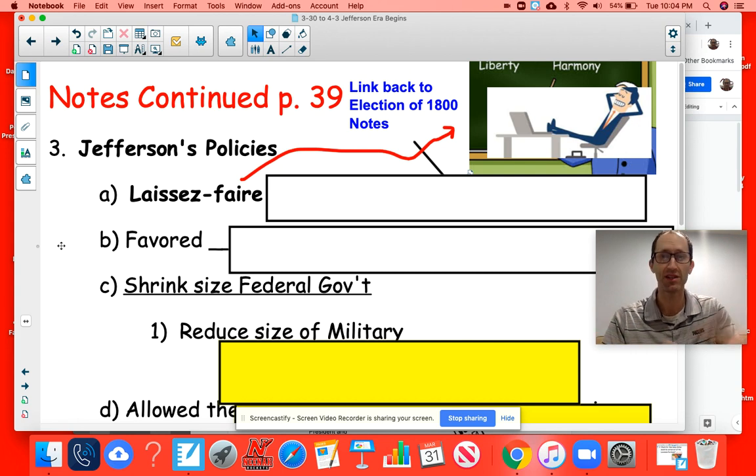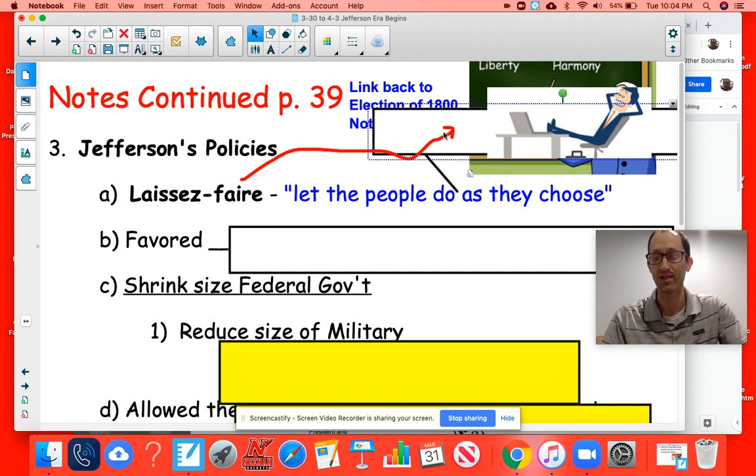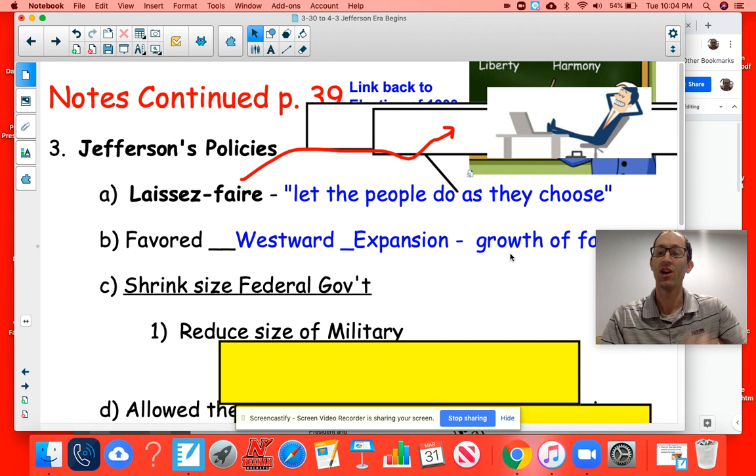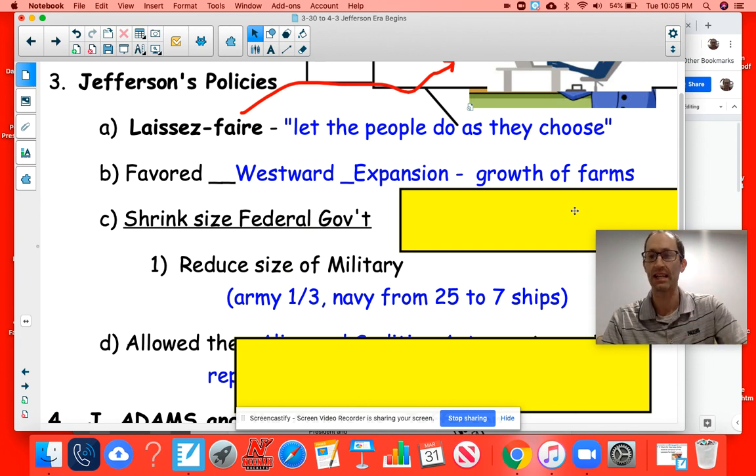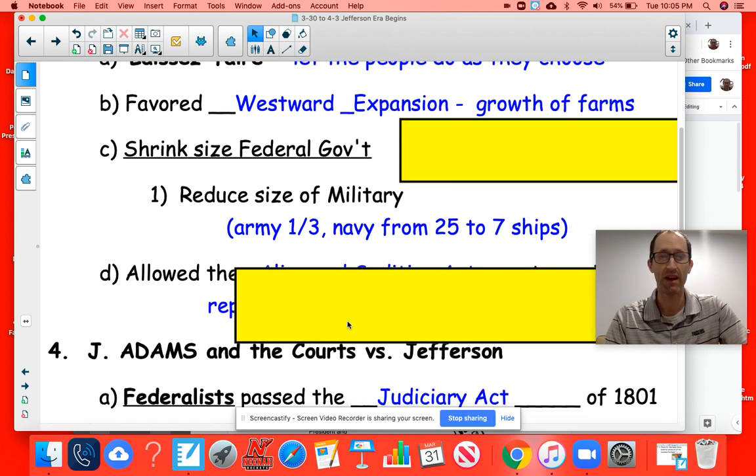Jefferson had a big policy: he wanted to shrink the size of government and reduce spending. His big policy, remember this is key, laissez-faire. Say it with me, laissez-faire. It means let the people do as they choose, meaning government stay out of our business. He favored expansion so that we could grow our agriculture and our farms. He wanted to reduce the size of the military. Think about how devastating this is if we were protecting against foreign invasion. Army cut by 1/3, Navy from 25 to 7 ships.